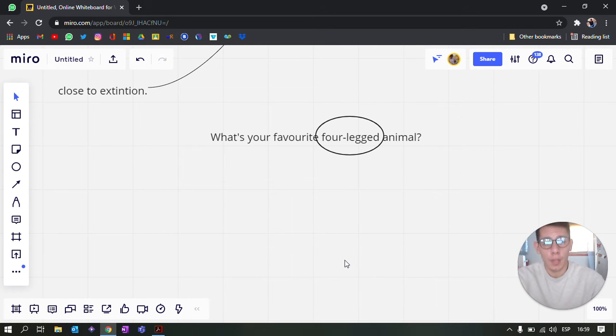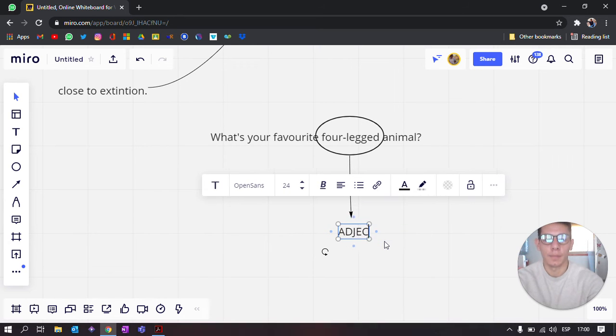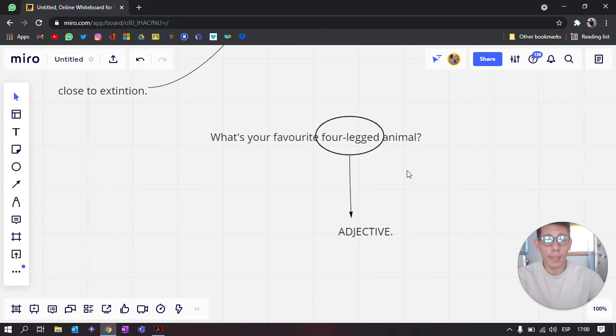Before doing so, no, sorry. Let's continue with this actually. So I would like you to categorize the word four-legged into a noun, an adjective, a verb, or an adverb. So the answer could be, or it is, an adjective. Because if you look at this, we have here a noun, and the noun is animal.